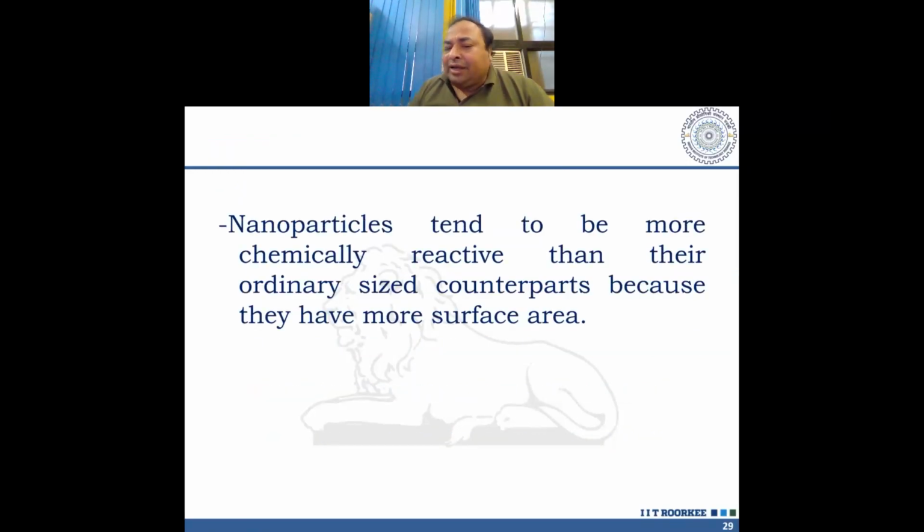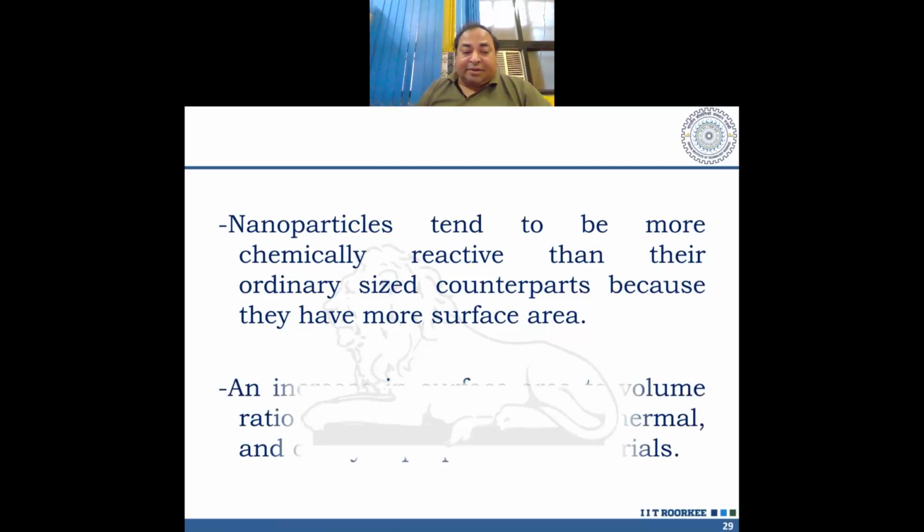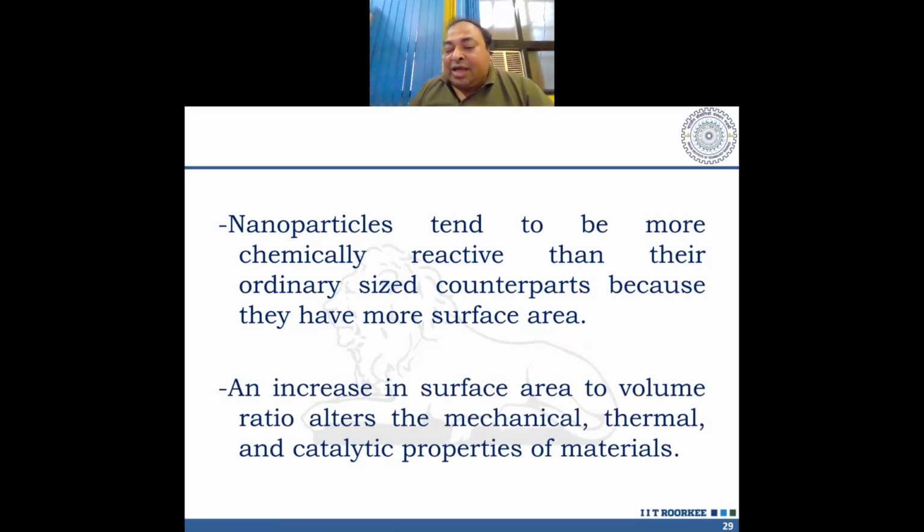So nanoparticles tend to be more chemically reactive than their ordinary size counterparts because why? Because they have more surface area. Really? We are going to check. An increase in surface area to volume ratio alters the mechanical, thermal, and catalytic property of materials.